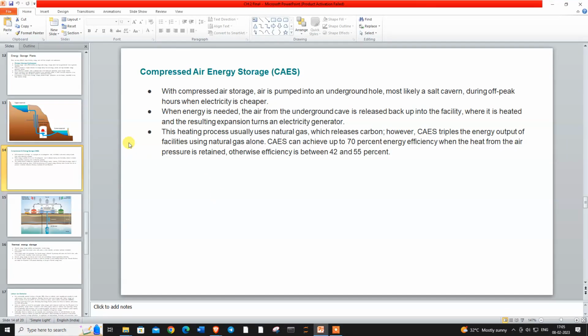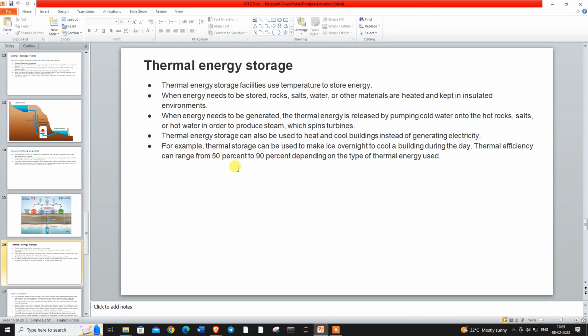Okay. So we have seen pumped storage and compressed air energy storage. Now we are going to have a look at thermal energy storage. Thermal energy storage facilities use temperature to store energy, as the name indicates. When energy needs to be stored, we can use salt, rock and water or other materials that can be heated and kept in insulated environments. When energy needs to be generated at the peak period, the thermal energy is released by pumping cold water onto the hot rocks or salt in order to produce steam, which spins the turbine, what is called a steam turbine.